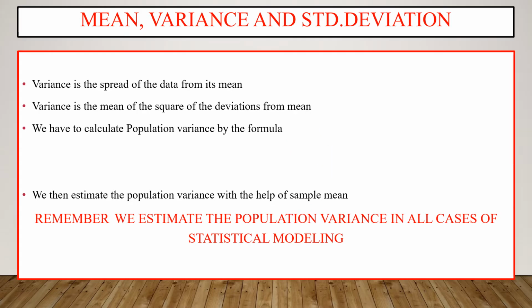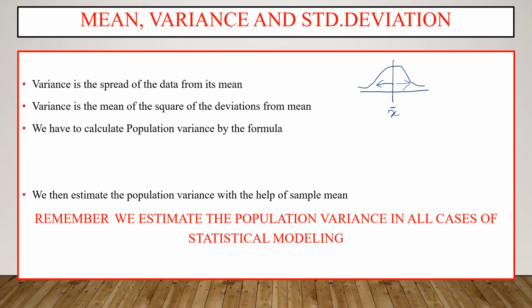Now talking of the variance, if we recall the normal distribution, this was the case and this was the mean. In the case of variance, we are trying to find out how far these data points are deviating from the mean. That's why it's the spread of data from the mean. Variance is the mean of the square of the deviations from the mean. Now it is a little bit confusing.